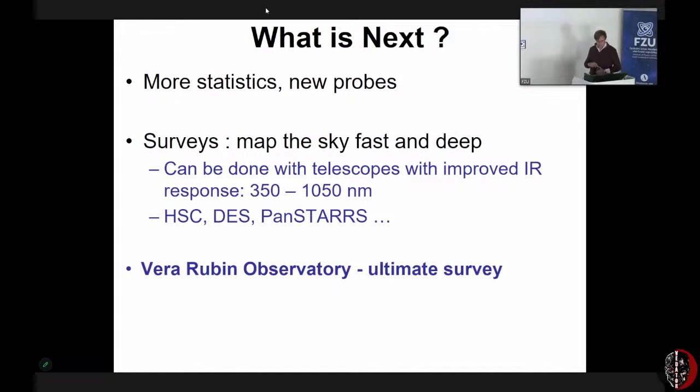Hyper Suprime-Cam, or DES, the Dark Energy Survey, Pan-STARRS as well. So Vera Rubin Observatory would be an improvement, sometimes by orders of magnitude, in the statistics for this observation. Some people say that it's basically an ultimate survey, and there is no good reason to go to the next generation telescope observatory, because the galaxies start to blend, and you basically don't gain in sensitivity if you build something bigger than Vera Rubin.